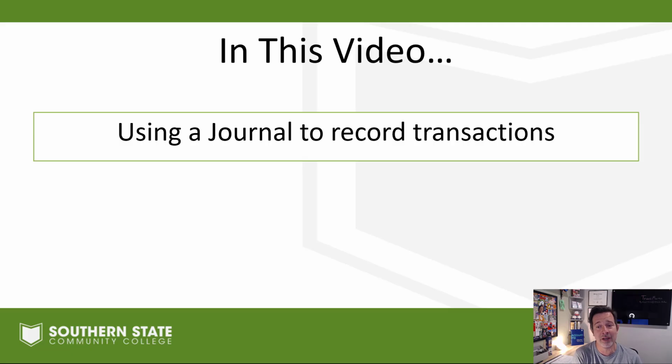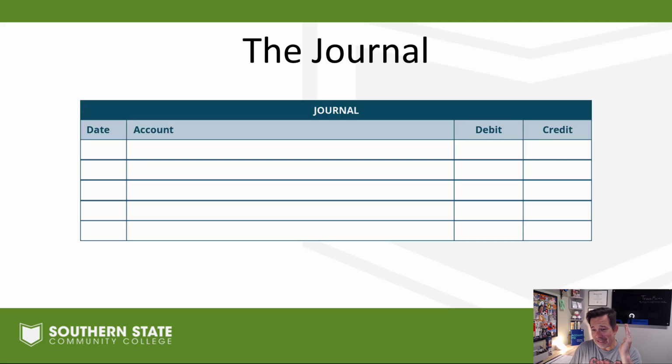Our entire accounting process begins with putting transactions into the accounting system via a journal. So, what does the journal look like? It looks like this right here. And of course, if we're talking about a computerized environment, it might not be laid out exactly like this, but the basic idea.